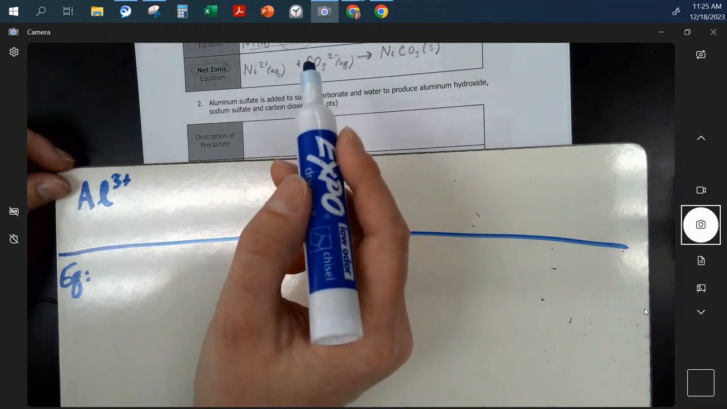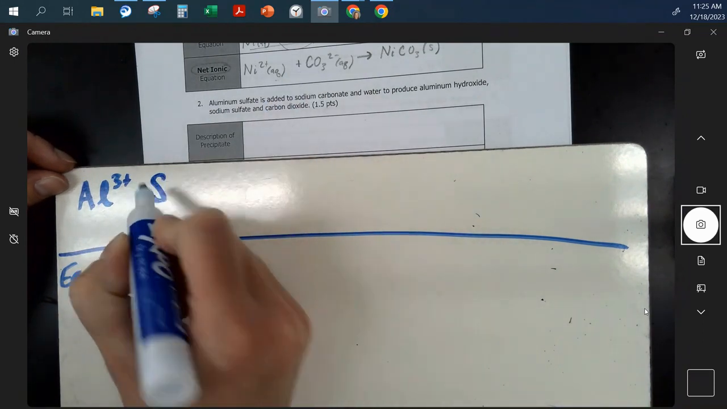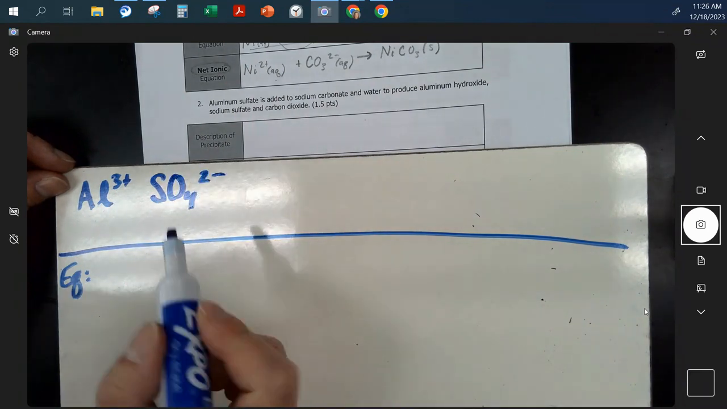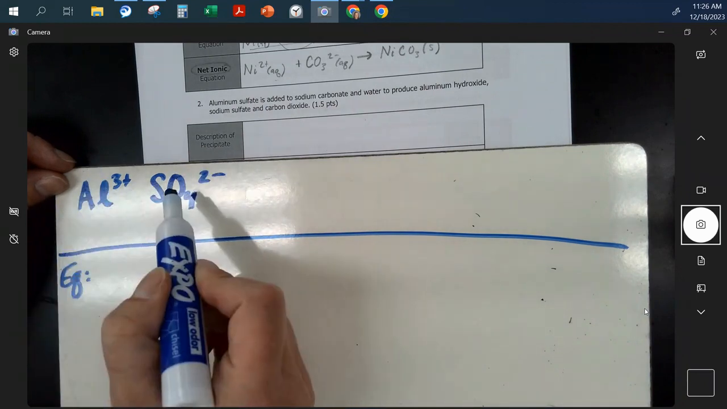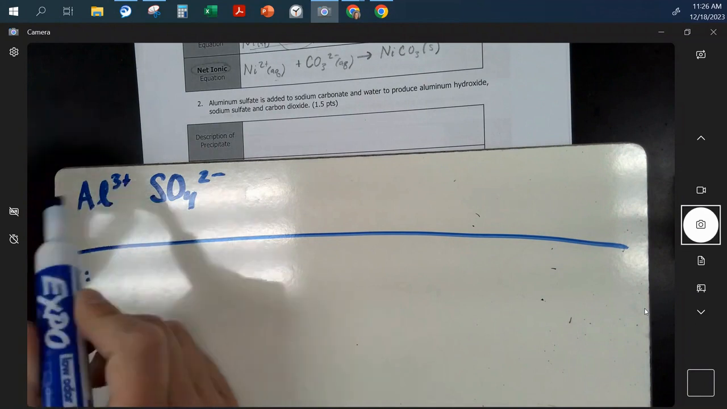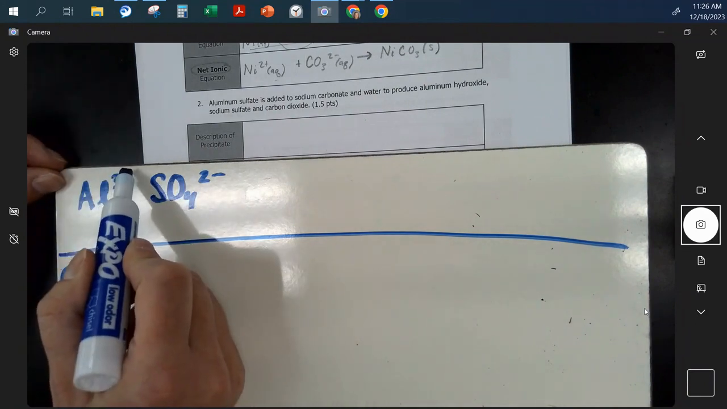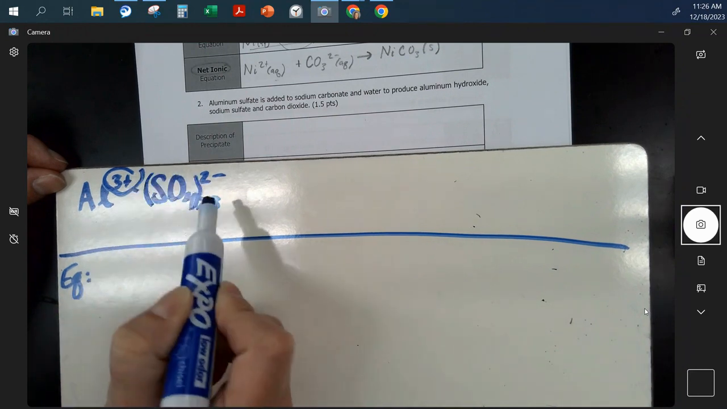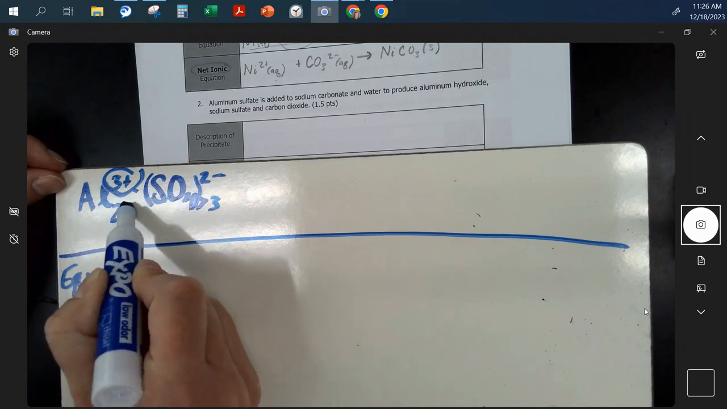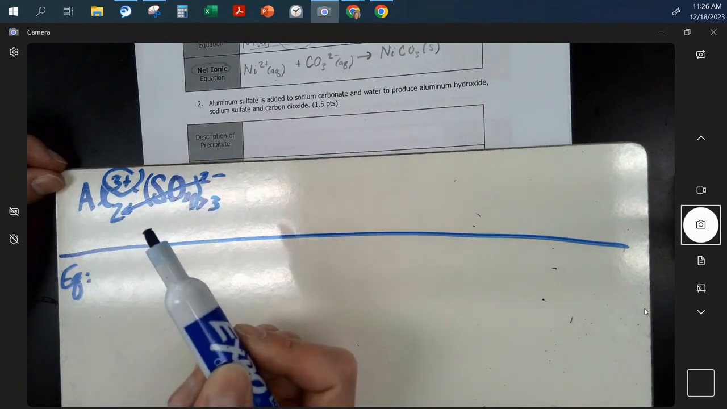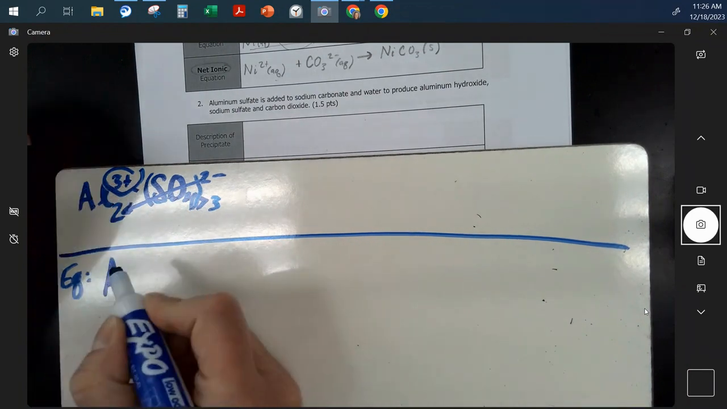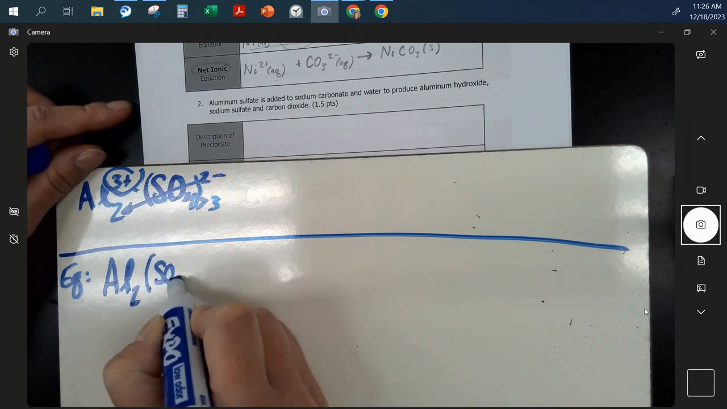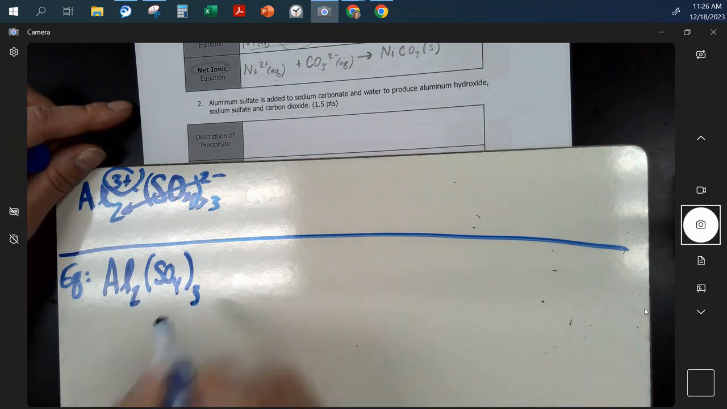Okay, and then we have sulfate. Sulfate's an ion that we were supposed to memorize. So sulfate is SO4 2-. Does that sound familiar from chapter 3? Then I have to charge balance. This is an ionic compound, so I need the same charges to balance. The way I do this is the crisscross method. I take this 3+ and move it down. I need 3 sulfates to balance 2 aluminums. So my first thing is aluminum sulfate, which has 2 aluminums and 3 SO4s.